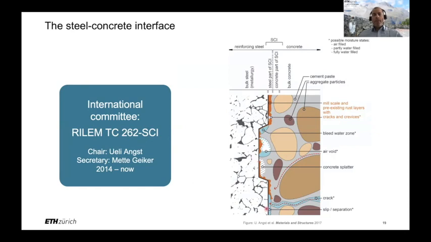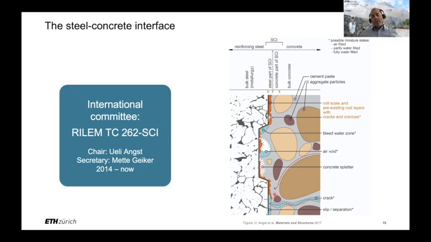interfacial zone. On the one hand, we have factors that are related to the steel side of the steel-concrete interface, which is, for instance, the metallurgy of the metal, but could also be initial rust or mill scale or other corrosion products or rust scales that are on the surface. On the other hand, we have the so-called concrete part of the steel-concrete interface, which can also have a lot of heterogeneities, such as bleed water zones or air voids and concrete splatter and cracks and so forth.